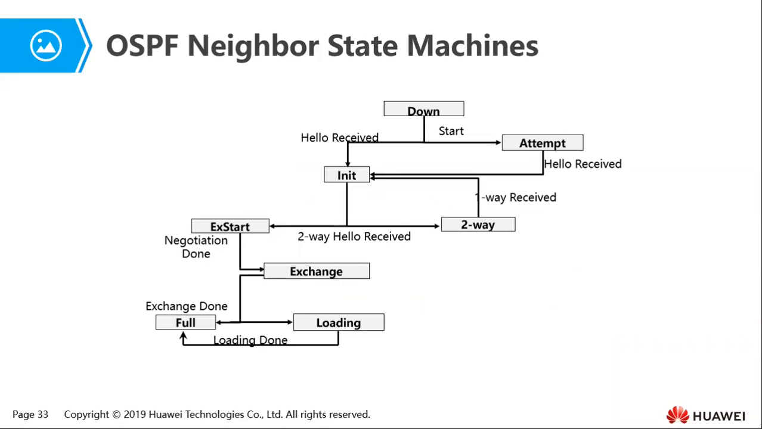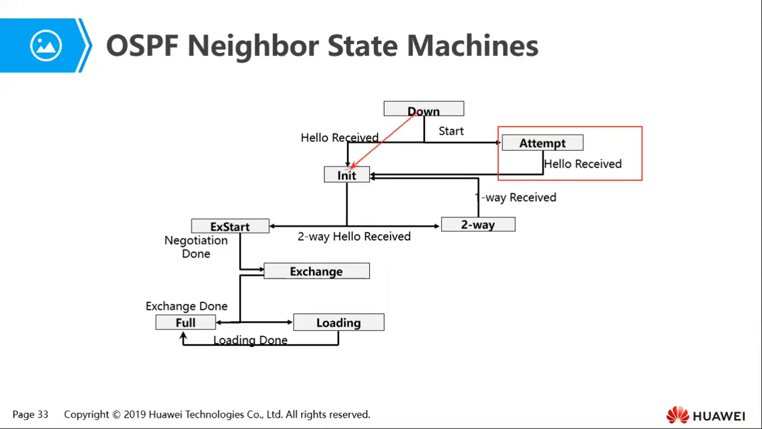So this is how the neighbor state machine looks. The only state that I have not talked about so far is the attempt state. This only happens in NBMA networks in order to establish whether the virtual circuit is active, whether you're able to reach the other person. But otherwise, for the other states, I think we've already discussed them thoroughly.